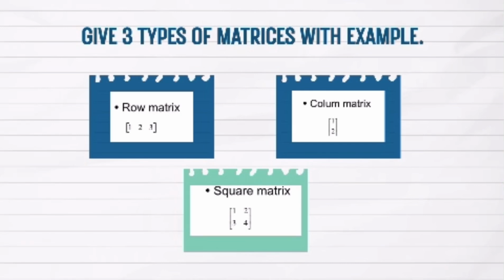The matrices that we often use in mathematics are the row matrix, column matrix, and square matrix. A row matrix is a type of matrix that has only one row and multiple columns. A column matrix is a matrix that has only one column and multiple rows, while a square matrix is a matrix that has the same number of rows and columns.